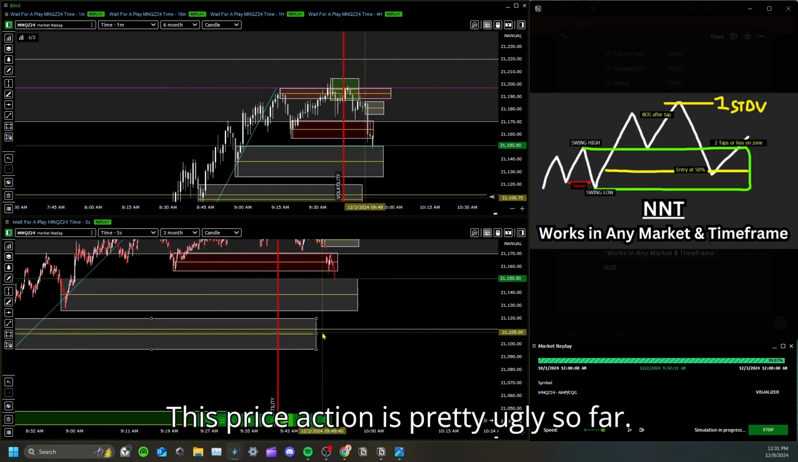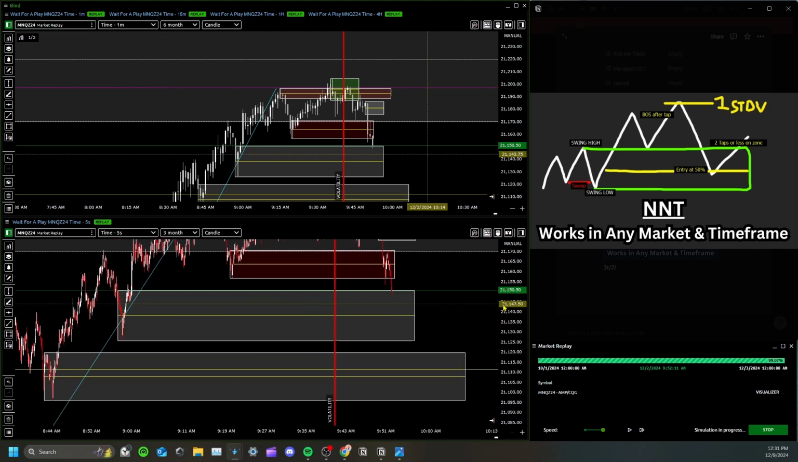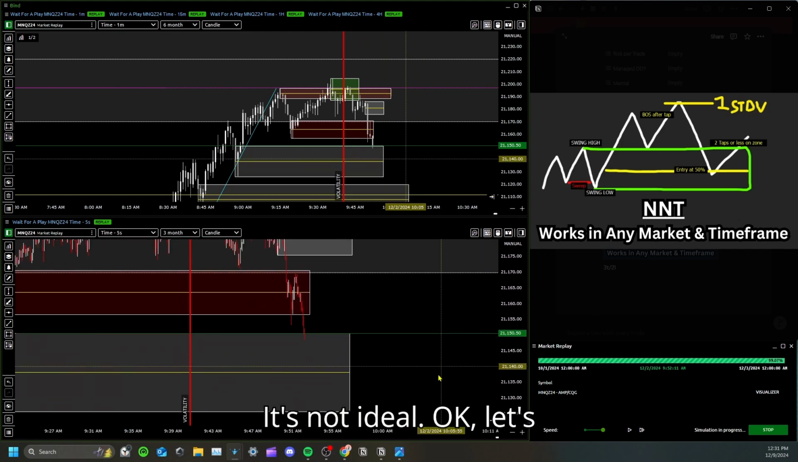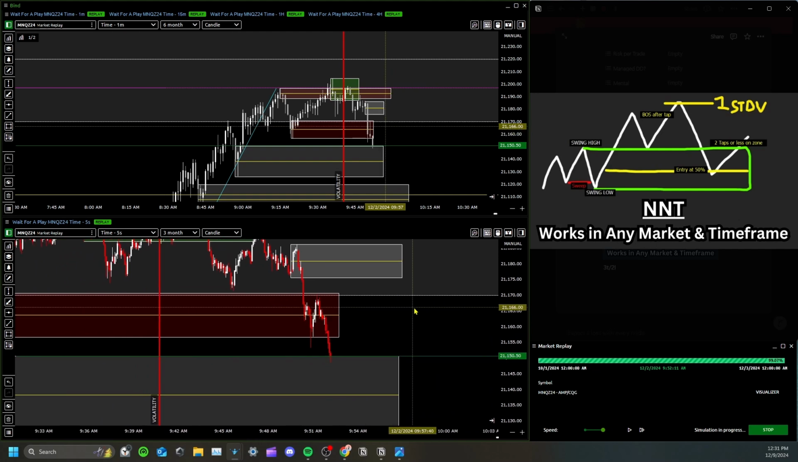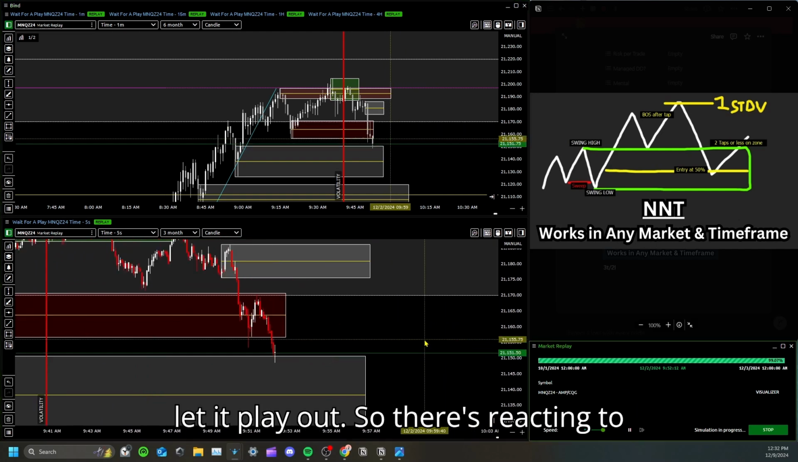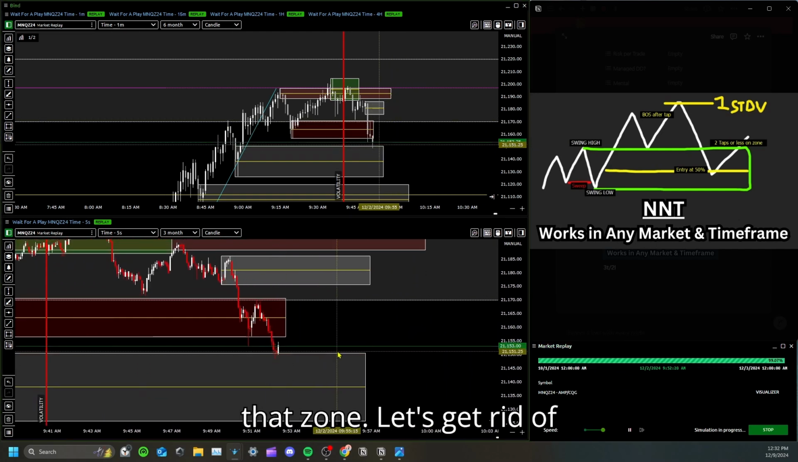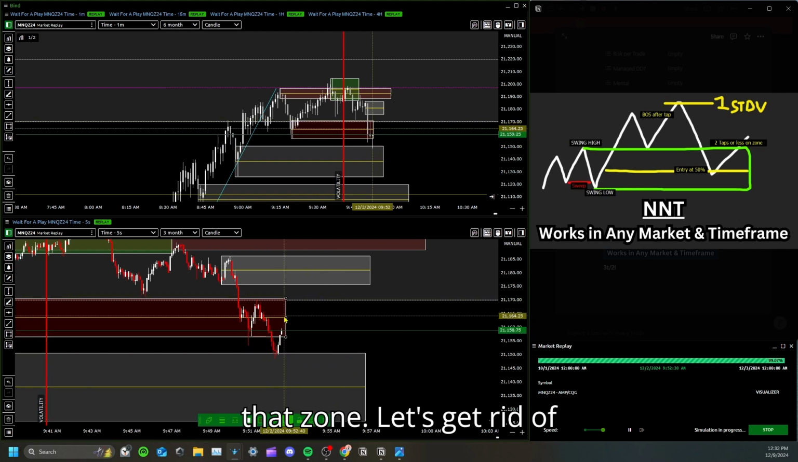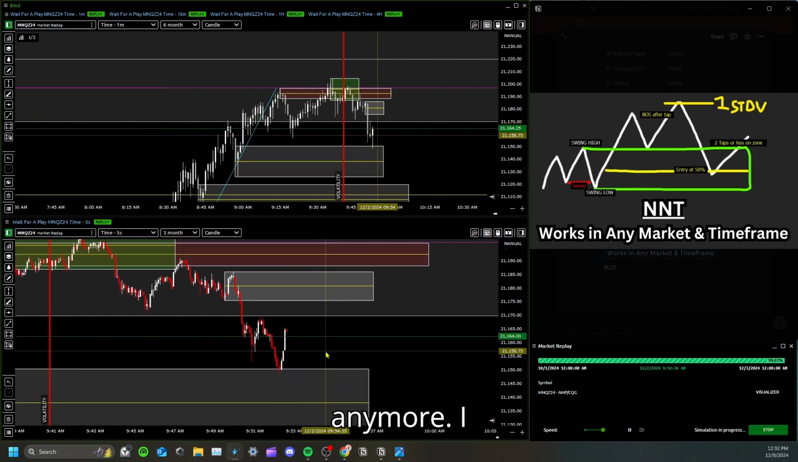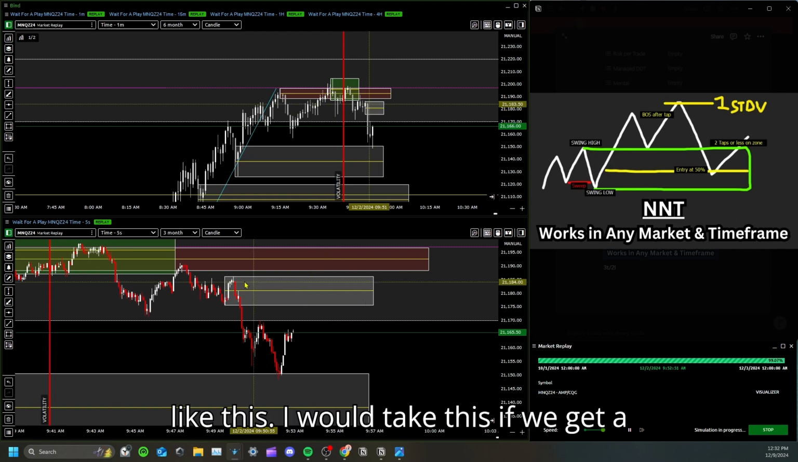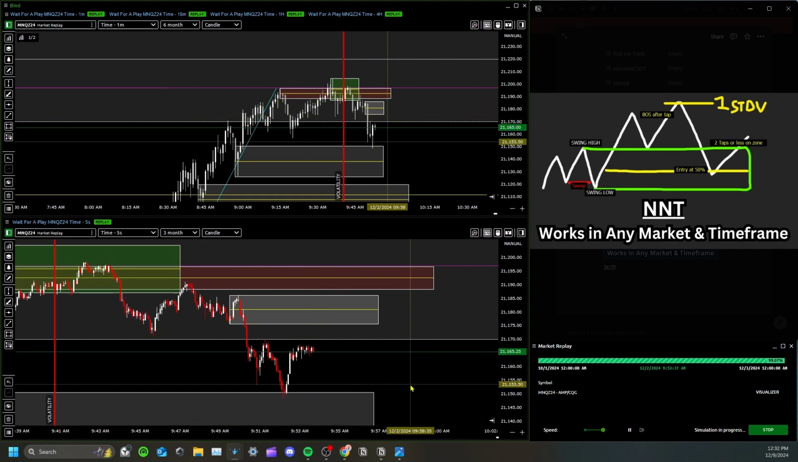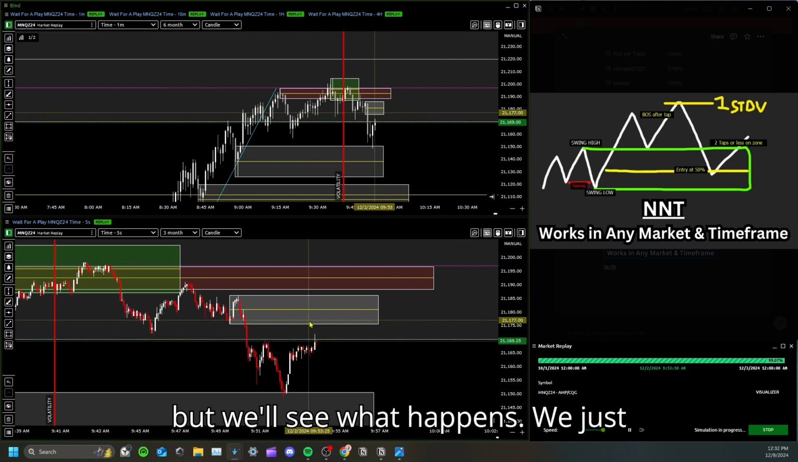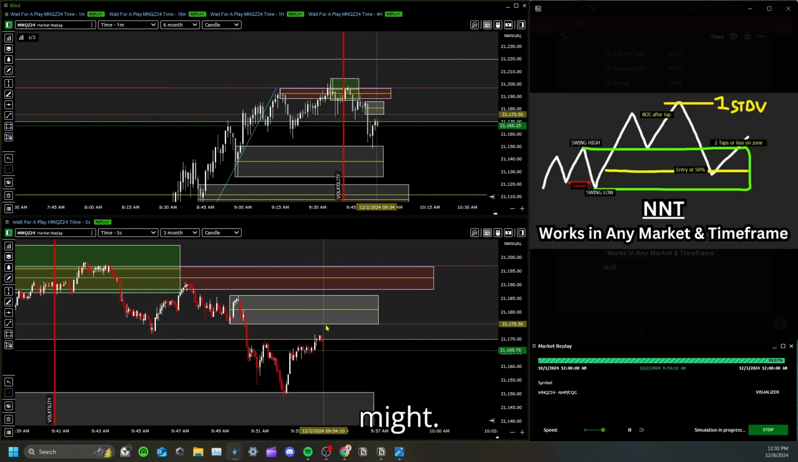This price action is pretty ugly so far. It's not ideal. Okay. Let's let it play out. So there's it reacting to that zone. Let's get rid of this right here. We don't need this anymore. I like this. I would take this if we get a tap and break structure. But we'll see what happens. We just might.